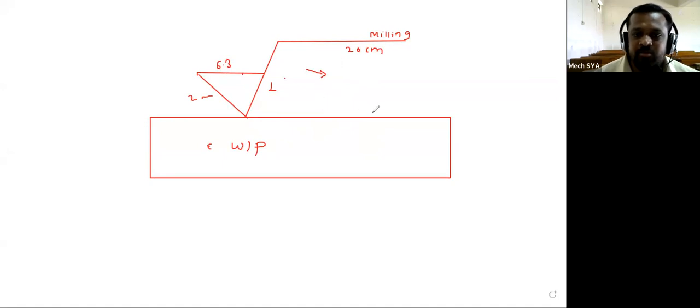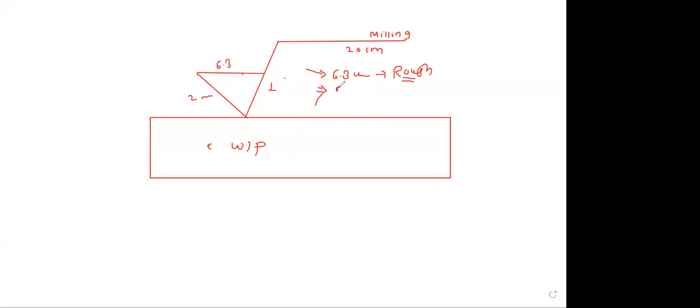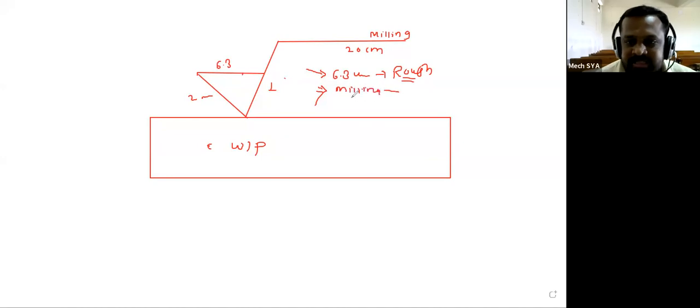Okay, म्हणजे हा component तुम्ही manufacturing करत असताना तुमची surface roughness value किती यायला पाहिजे? 6.3 micron surface roughness value. You have to remember and take care during the manufacturing of this component. And how to manufacture this component? Which method do we have to use? With the help of milling, we have to manufacture this component.